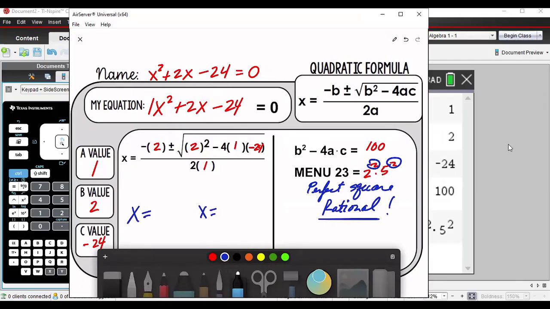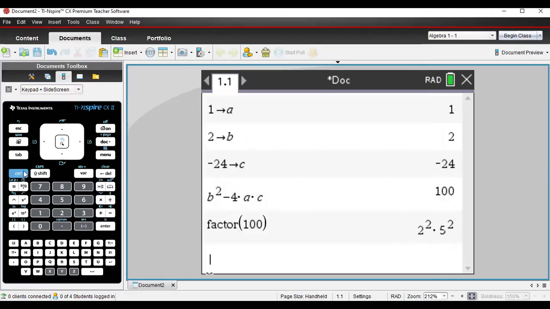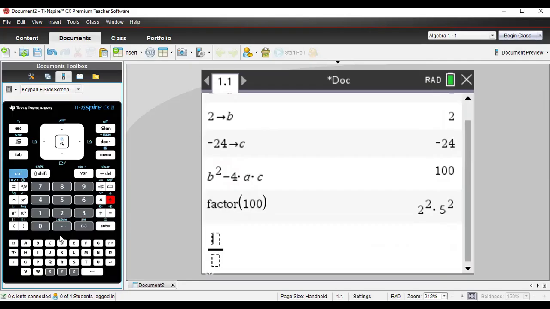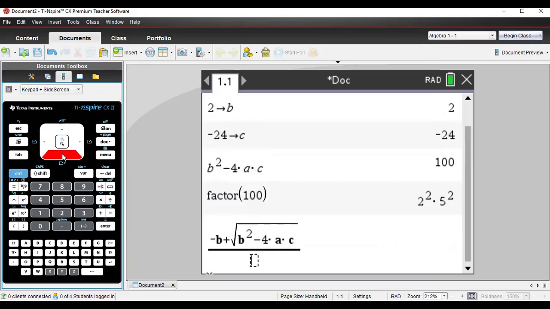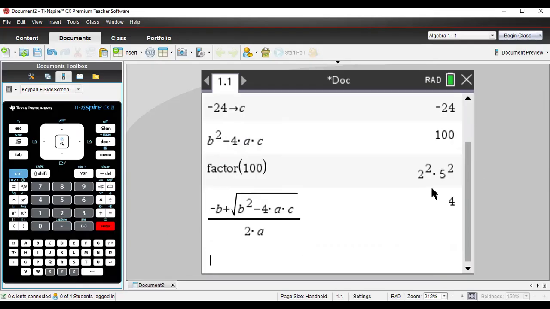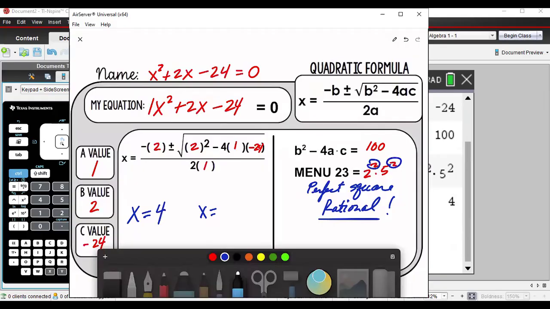So from here, we go back to the calculator. We're going to enter the quadratic formula. We need a stack fraction. We're going to do a negative b plus the square root of, and remember, since we've already entered the b squared minus 4ac part, we don't have to type that again. We can copy it. Then we have 2a, and then we press enter. And it tells us that our rational root is 4. So we go here, and we say our first answer is 4.